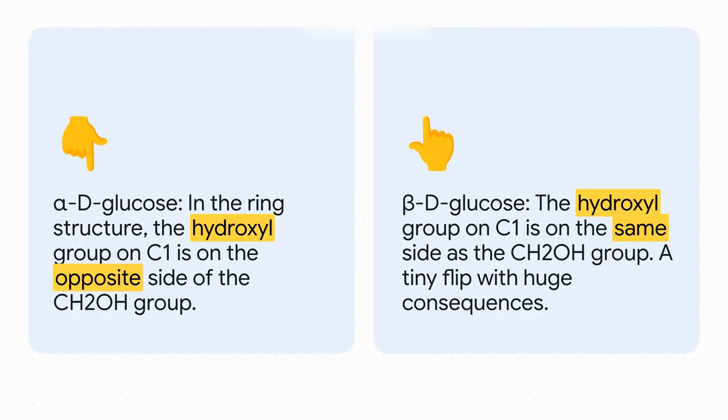Okay, one last little shapeshift to cover, and this one is a game changer. You see, in water, glucose doesn't stay in a straight line. It curls up and forms a ring. When it does that, a new hydroxyl group on carbon number 1 can either point down, which we call the alpha anomer, or it can point up, which we call the beta anomer. Now, I know this seems like a super minor detail, but trust me, you're about to see why this alpha versus beta thing is one of the most important concepts in all of biochemistry.